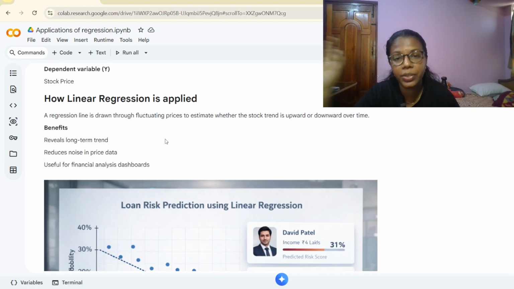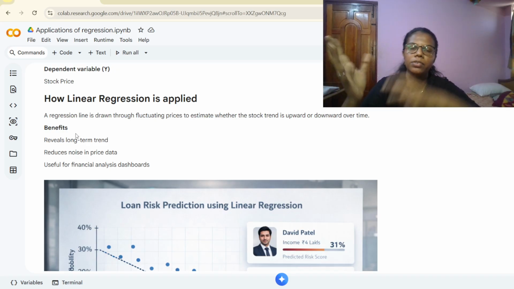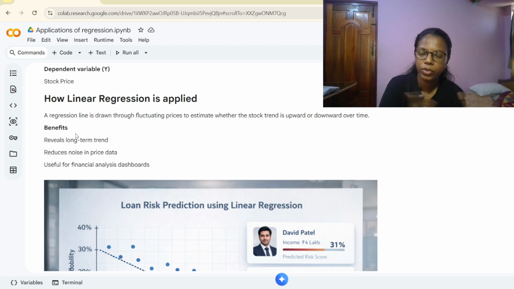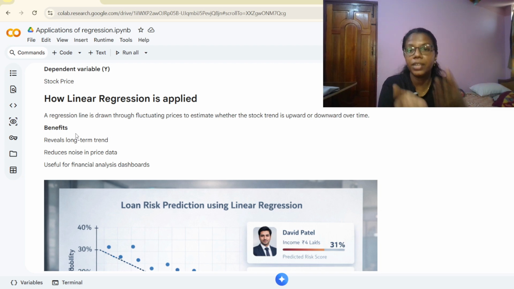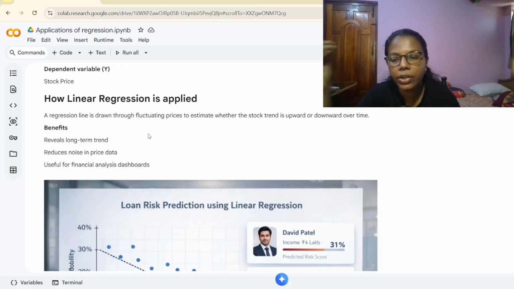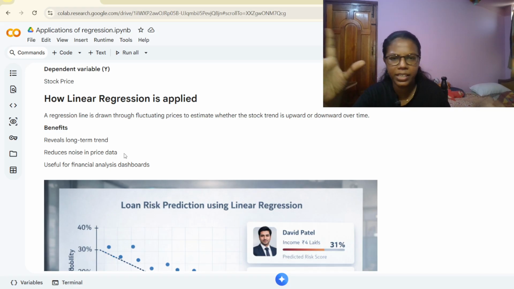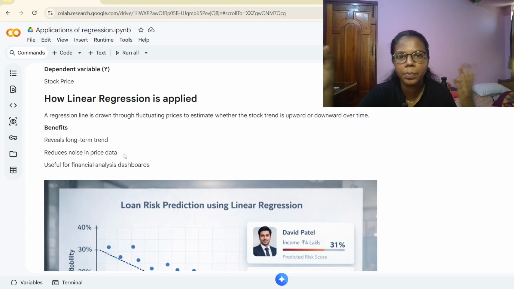What are all the benefits we have out of this? It reveals the long-term trend. If I have historical data for years or months, I can clearly see where there is a fluctuation. So for that, I can use this. It reduces noise in the price data. If I'm just plotting and seeing, I cannot clearly understand, right? By seeing the trend, I can clearly understand it. So it reduces noise in the price data.